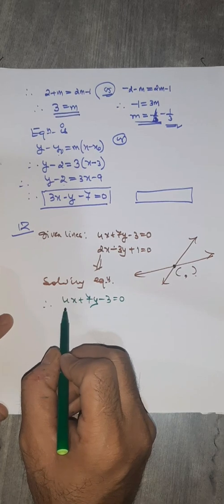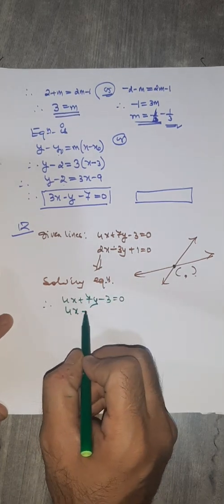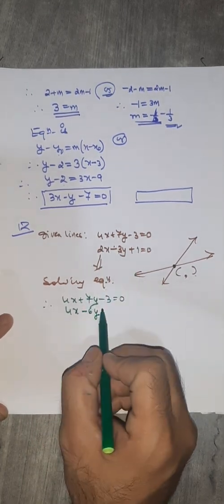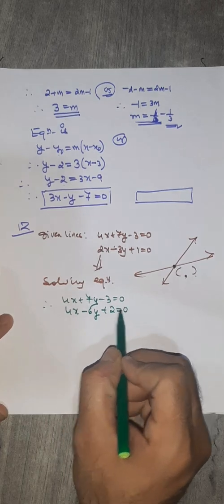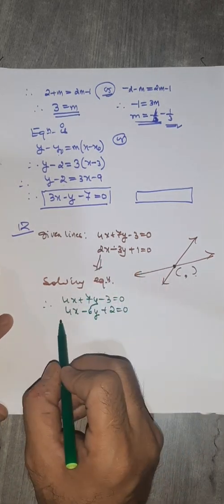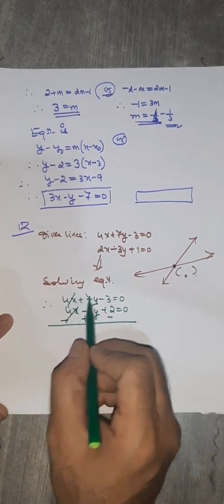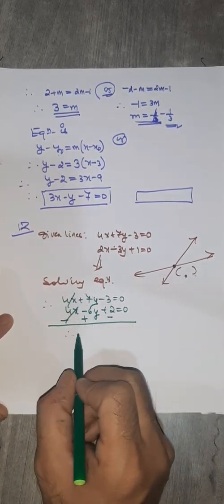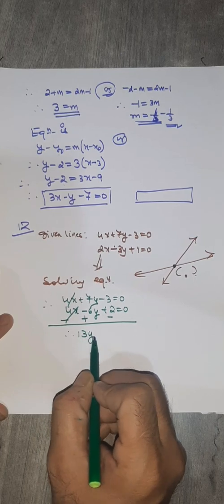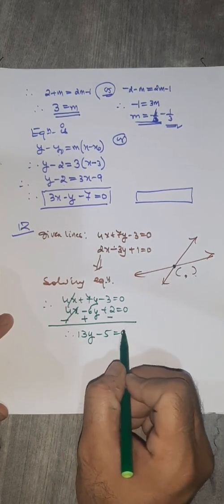Multiply the second equation by 2. So 4x minus 6y plus 2 equals 0. Now we just change the sign here, so this will get cancelled. This is how much? This is 13y minus 5 equals 0.